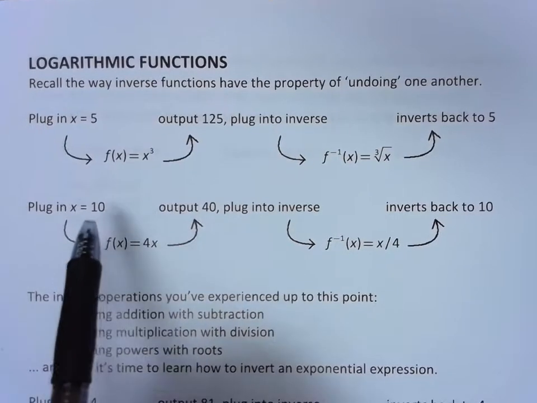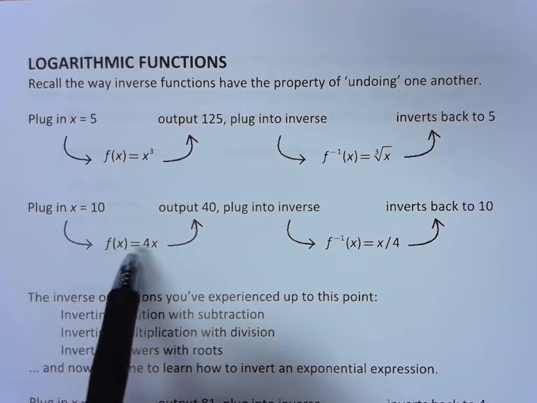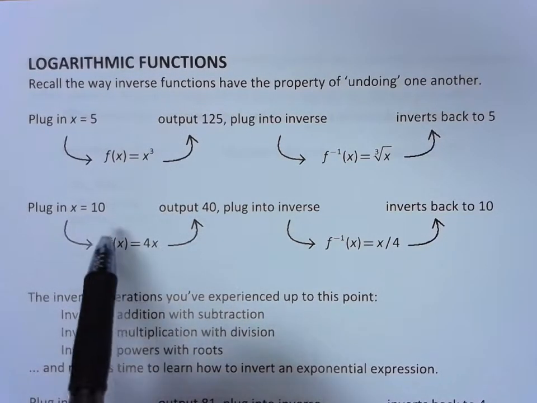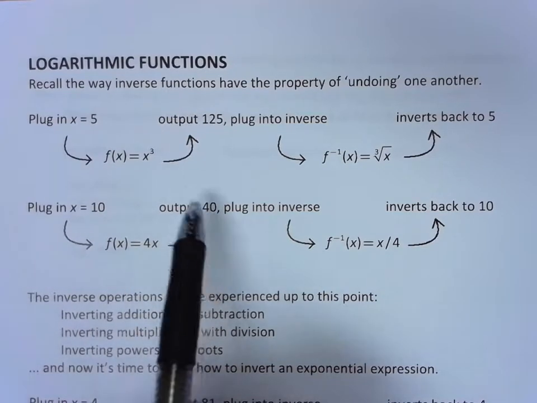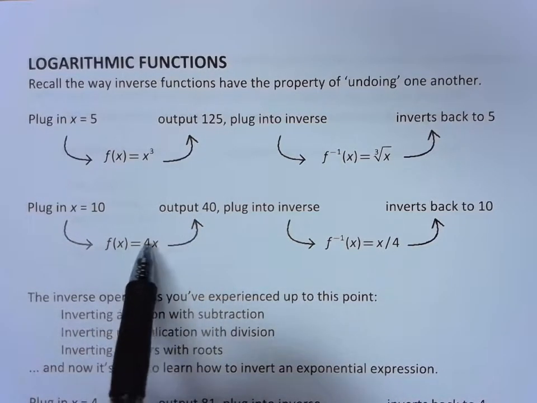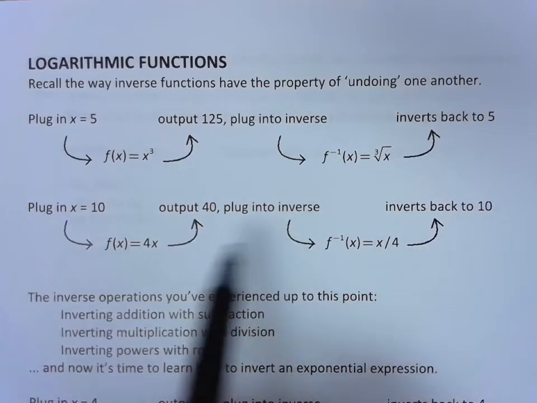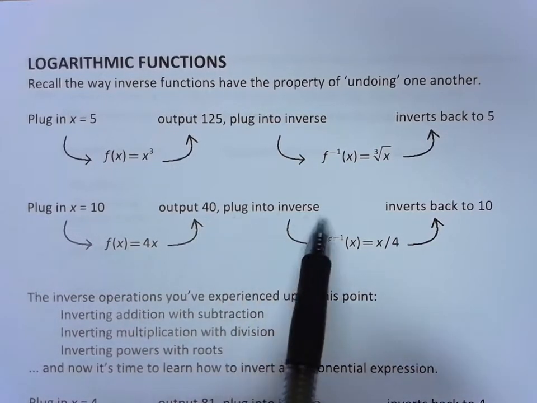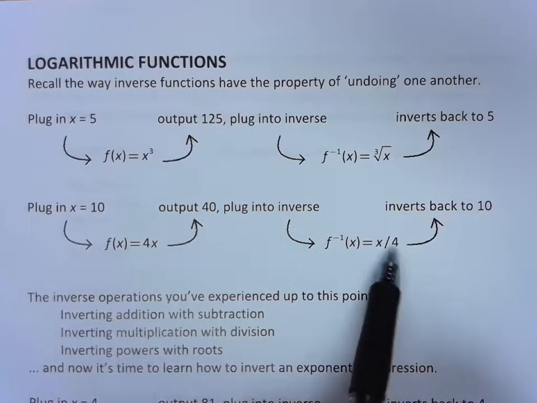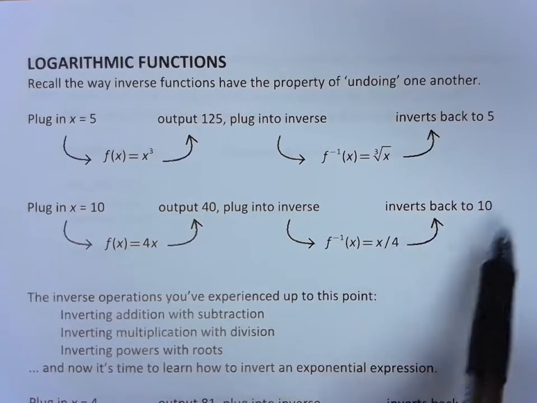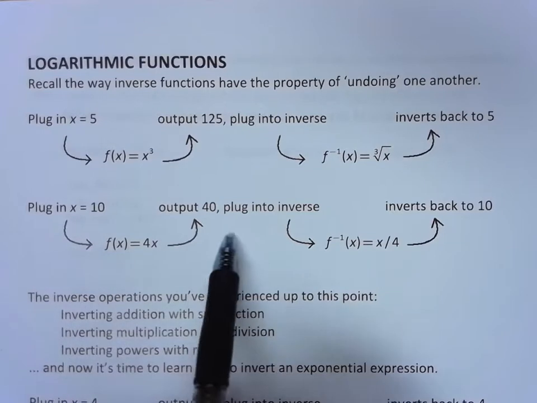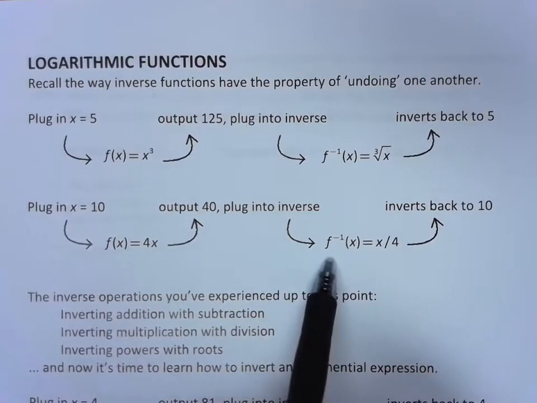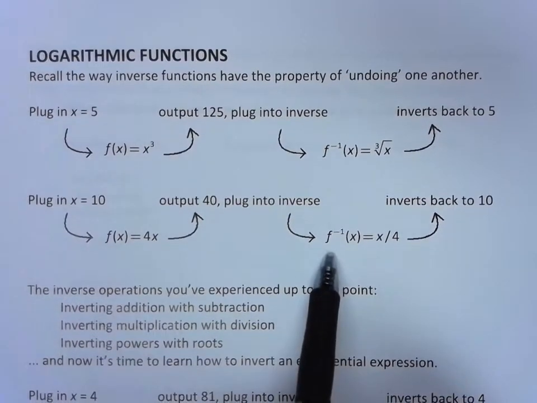Similarly, an easier operation: if I plug x equals 10 into the function f of x equals 4x, I get an output of 4 times 10, 40. Then the inverse operation for 4 times x would be x divided by 4. Multiplying by 4 is inverted by dividing by 4. So then if you take that 40 and plug it into this inverse function, 40 divided by 4 takes you back to the original 10 you started with. So another pair of inverses, mathematical operations that cancel each other out.